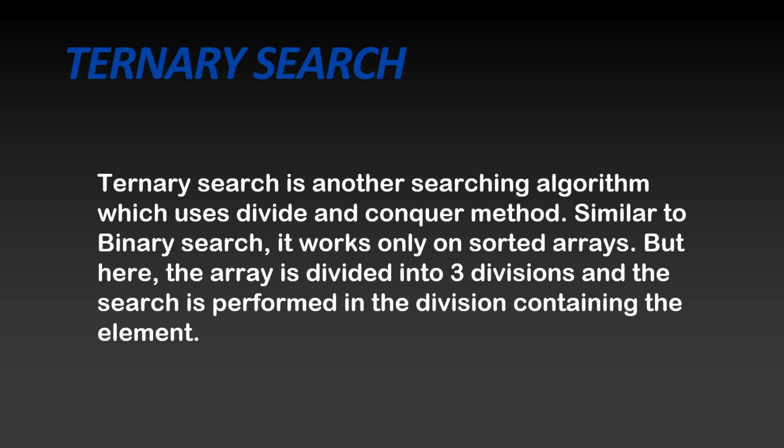So ternary search is very similar to binary search, where we use the divide and conquer method. And this algorithm also only works on sorted arrays. We need the array to be in sorted fashion. But unlike binary search, where we divide the array into two parts and then reduce the searching space based on where the element is present, here we divide the array into three divisions. Again, we reduce the searching space based on where the element is present, but here it is more precise because we have three divisions.